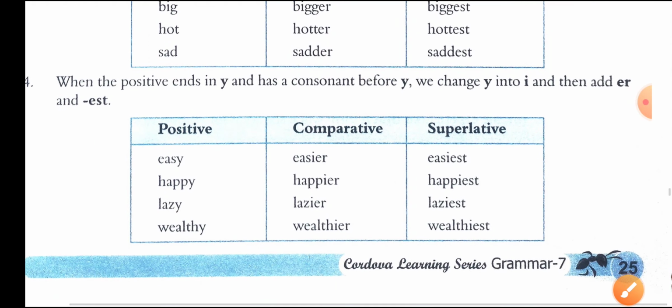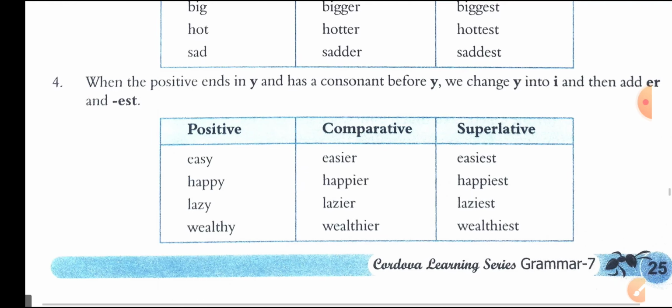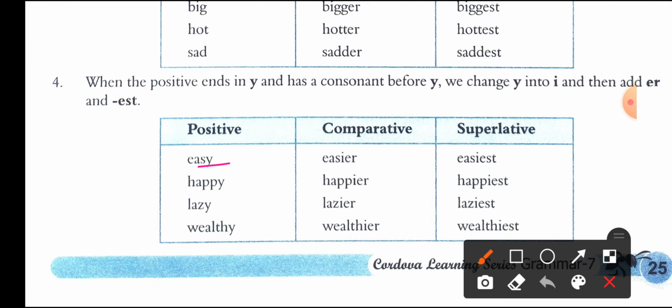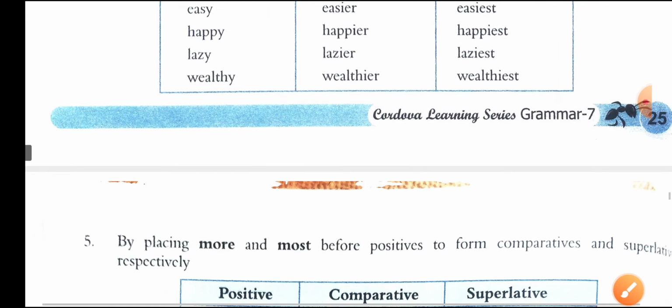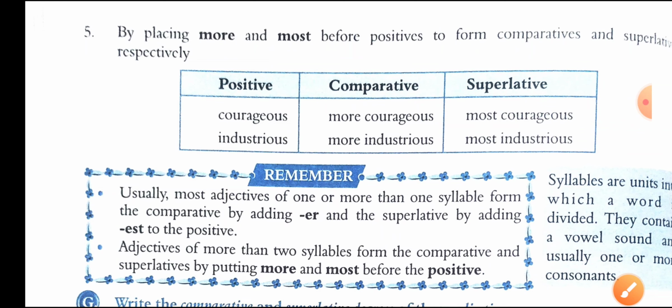Next, when the positive ends in Y and has a consonant before Y, we change Y to I and then add ER and EST. See, easy: in the end there is Y, so we remove the Y, add I, and then easier, easiest. Happy, happier, happiest. Lazy, lazier, laziest. Wealthy, wealthier, wealthiest. These are the correct ways to learn this.